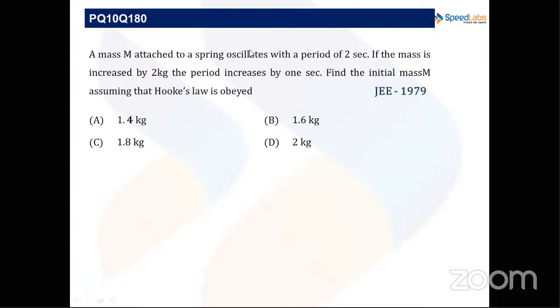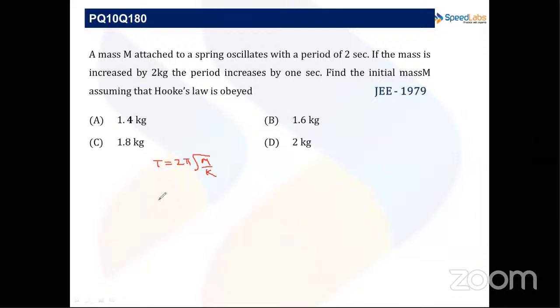A mass m attached to a spring oscillates with a period of 2 seconds. If the mass m is increased by 2 kg, the period increases by 1 second. Find the initial mass m, assuming that Hooke's law is obeyed. So we simply have to apply the time period formula. Time period is equal to 2 pi under root m by k, and this is the one equation.